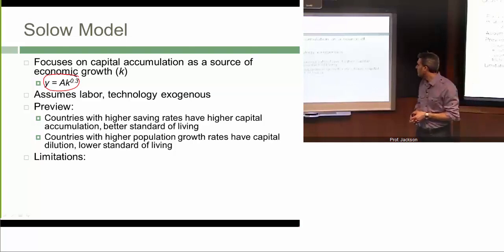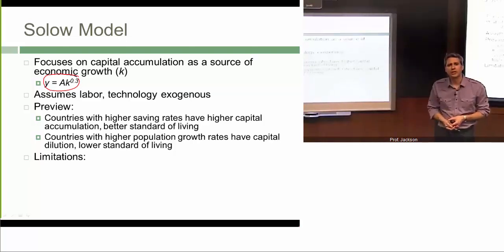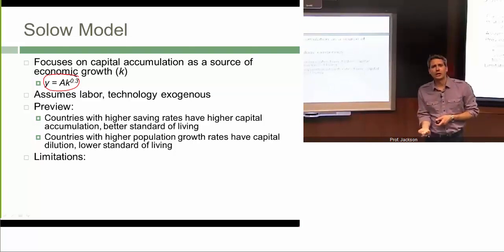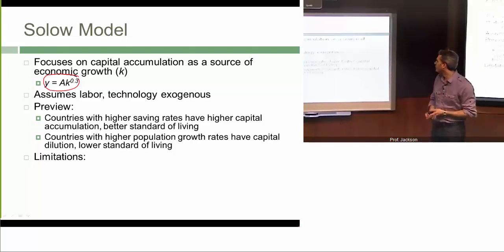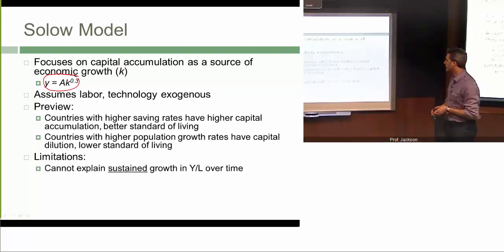The second main result that we'll see is that countries that have higher population growth are going to dilute the capital stock, and that's going to turn out to reduce the amount of capital per worker and hence output per worker.